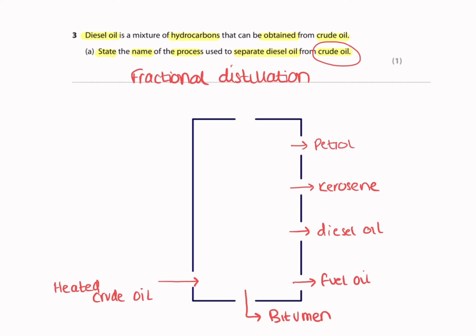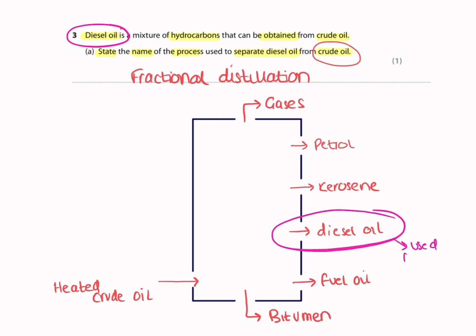So working our way up, we've got bitumen, fuel oil, diesel oil, kerosene, petrol and gases. It is worth remembering that you need to know all these, and you also need to know their uses. This question is specifically asking us about diesel oil, although we don't need the use for this question. It is just worthwhile remembering that diesel oil is used for some cars, not all of them, because other cars use petrol, and also trains.